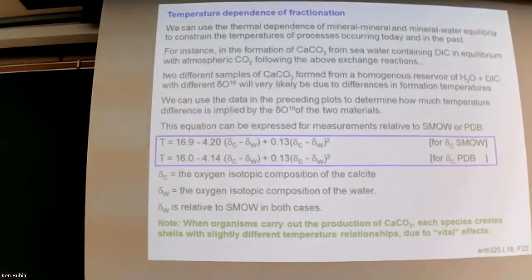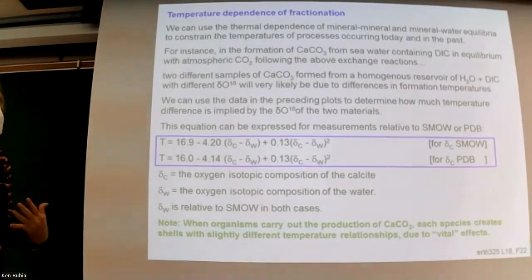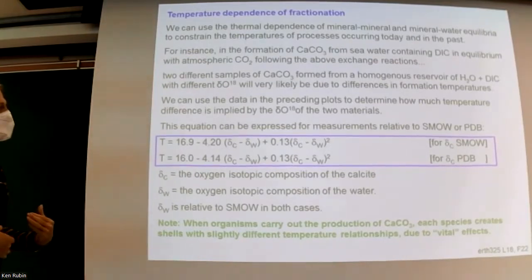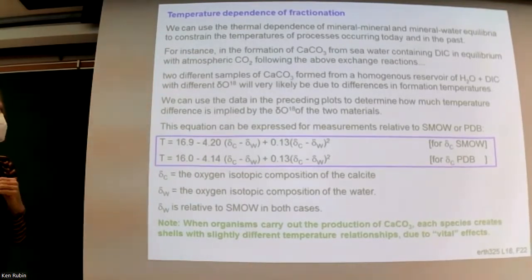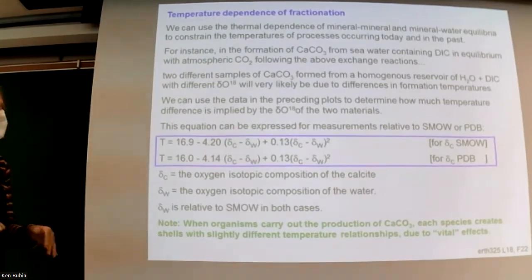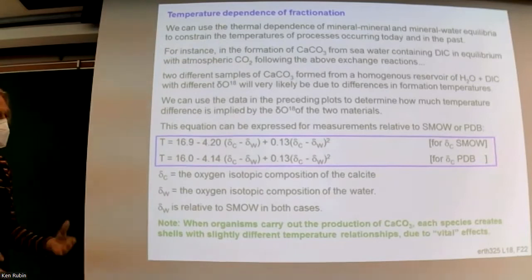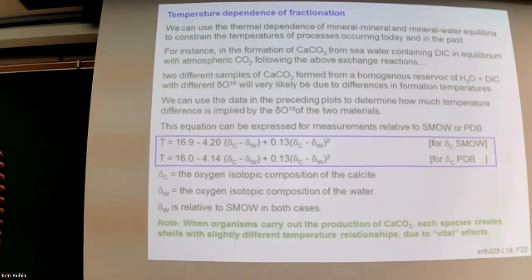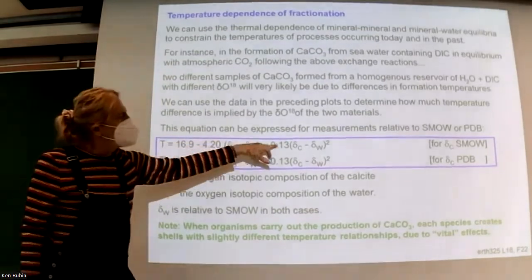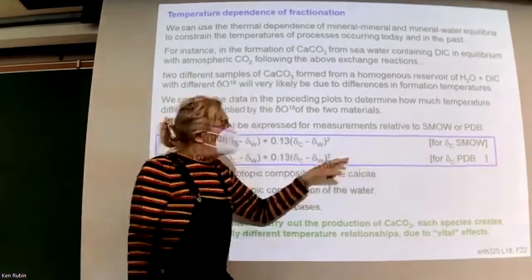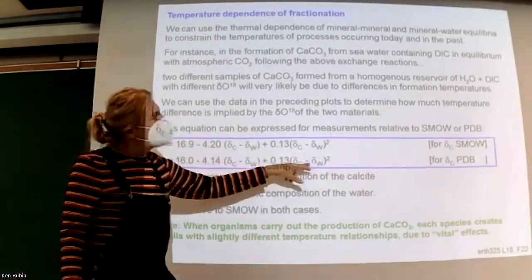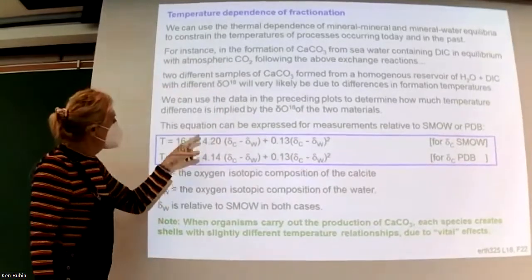Okay, so the temperature dependence of fractionation is a real thing. And this just shows you, for instance, the experimentally determined temperature dependence, without biological effects, of fractionation of oxygen isotopes in calcium carbonate when an organism, a foraminifera, grows in seawater to make a shell. This is the equation for it on the SMOW scale, and this is the equation for it on the PDB scale. They have slightly different constants.